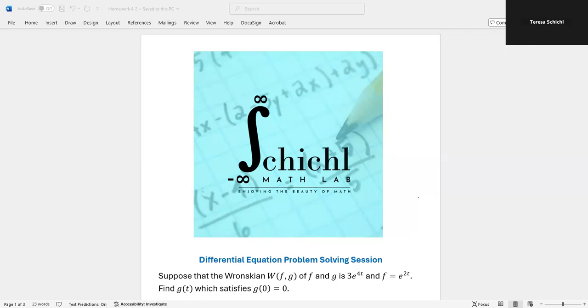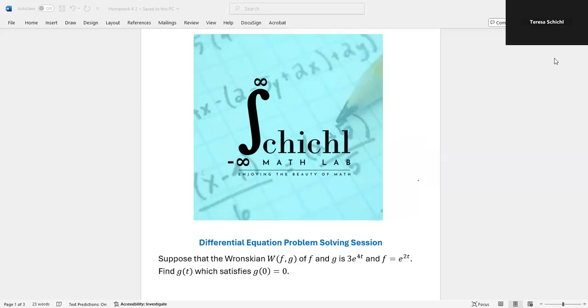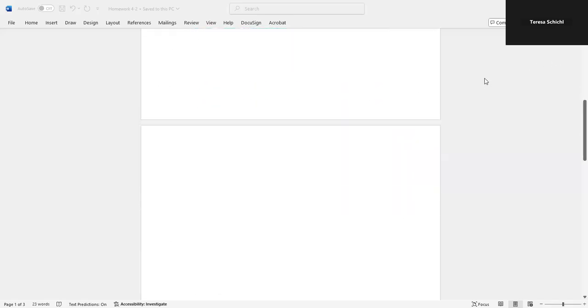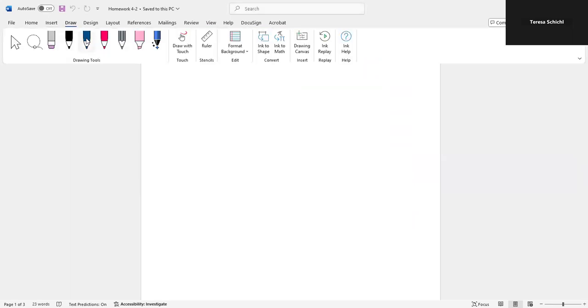Suppose the Wronskian of f and g is 3e^(4t), and one of the solutions, f, is equal to e^(2t). Now I want to find another solution, g(t), satisfying the initial condition g(0) = 0. All right, so let's take a look. This one should be a pretty easy problem, but I think it's very interesting. So let's go ahead and get started.